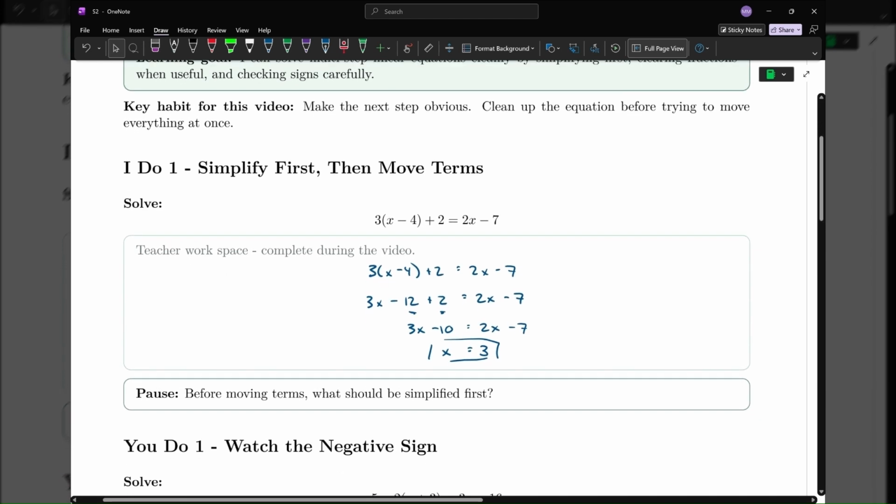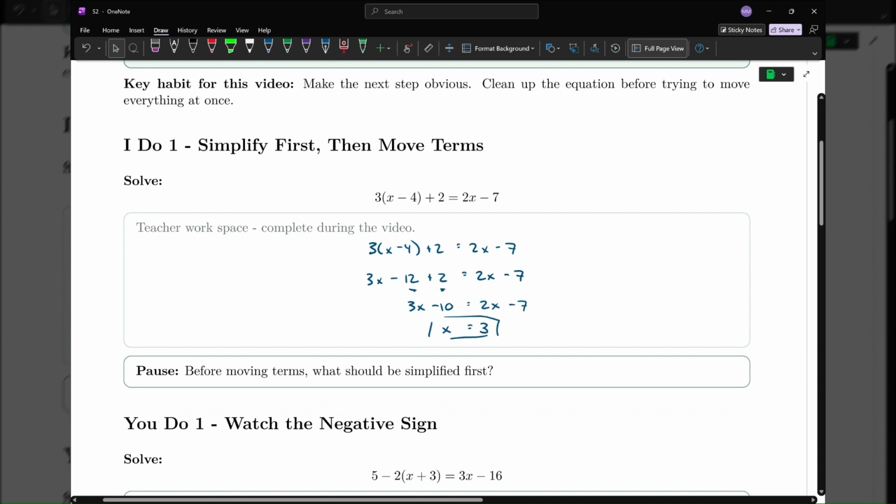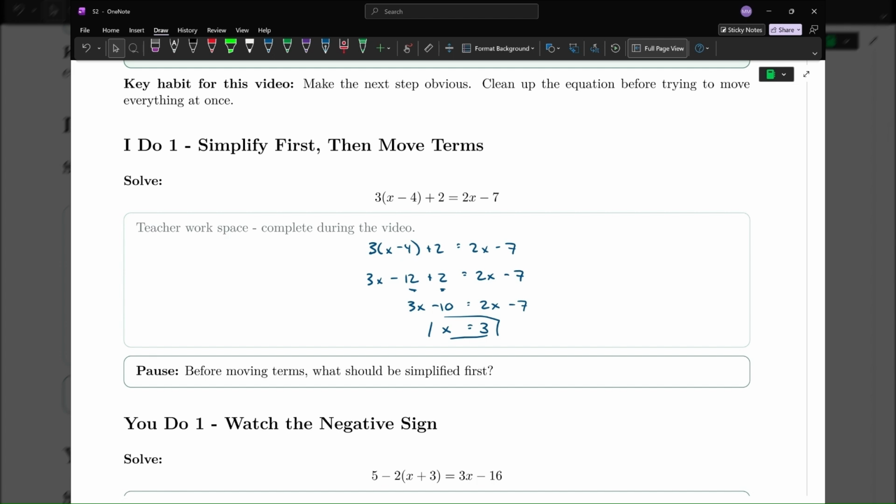Okay. So your question here is going to be: solve 5 minus 2 times (x plus 3) equals 3x minus 16. Just take a minute, pause the video, and take a shot at that one.